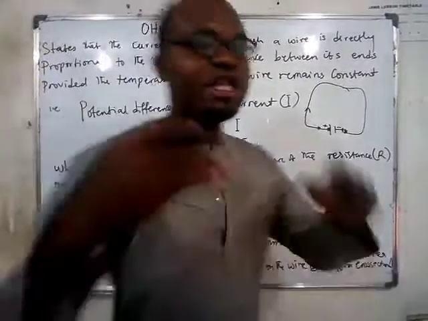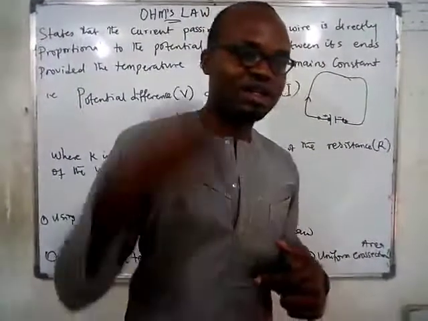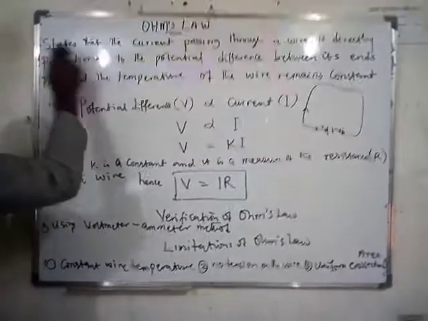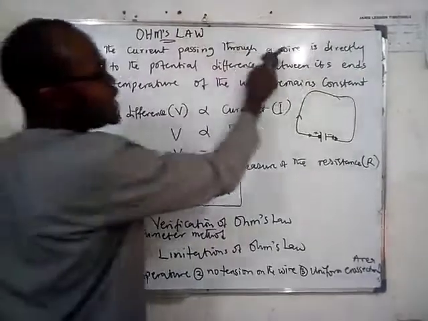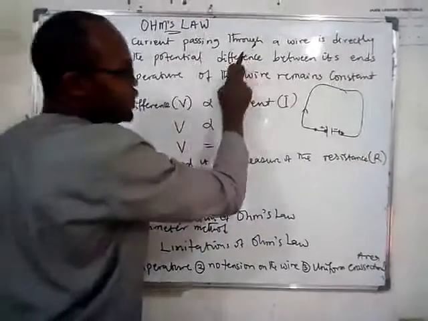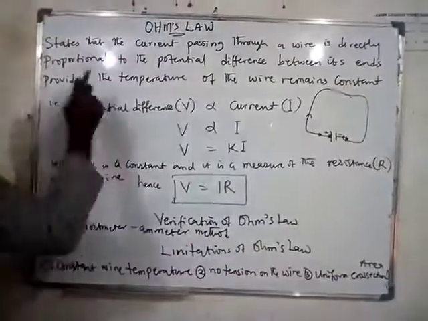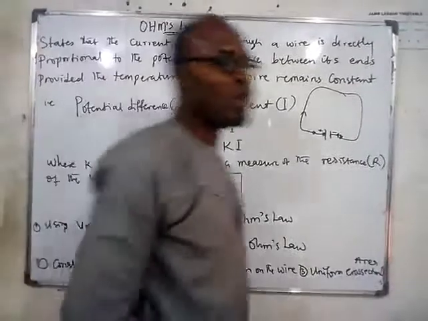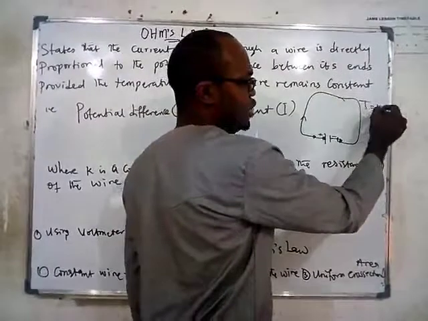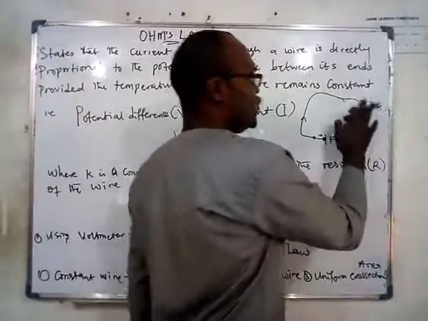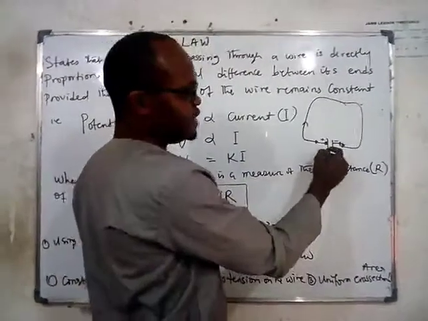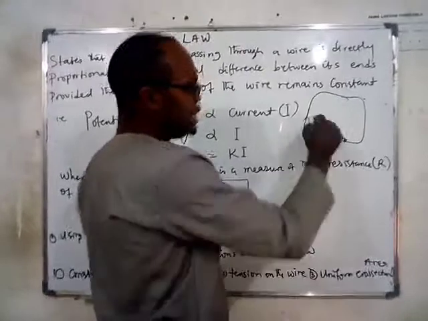So the more the potential difference, the more the current. Is that clear? That is the statement of Ohm's law. It says that the current passing through a wire is directly proportional to the potential difference between the ends of the wire, provided that the temperature of the wire remains constant. You understand? So the more the potential difference being supplied by the cell, the more current will flow.